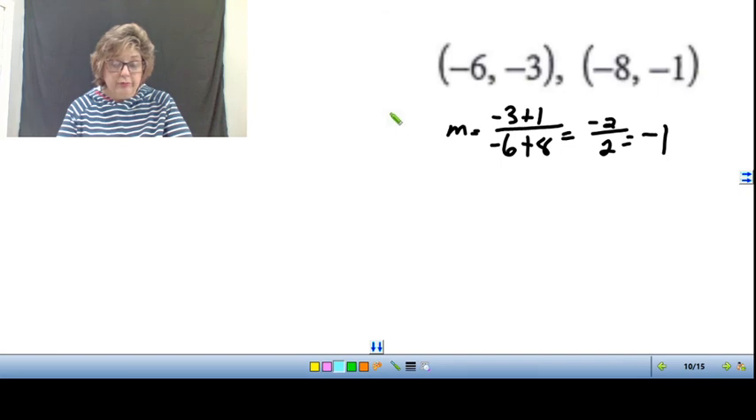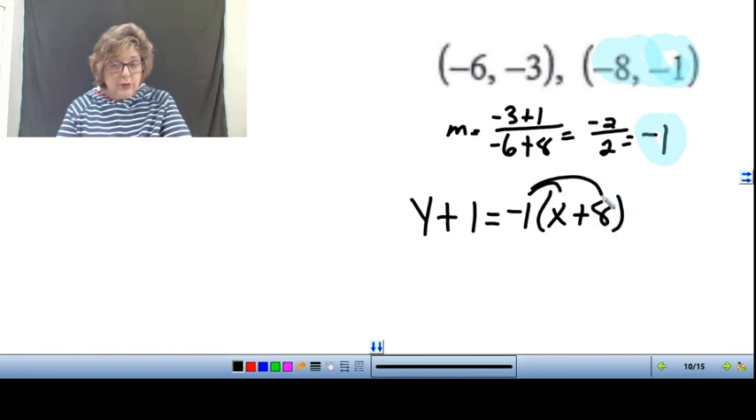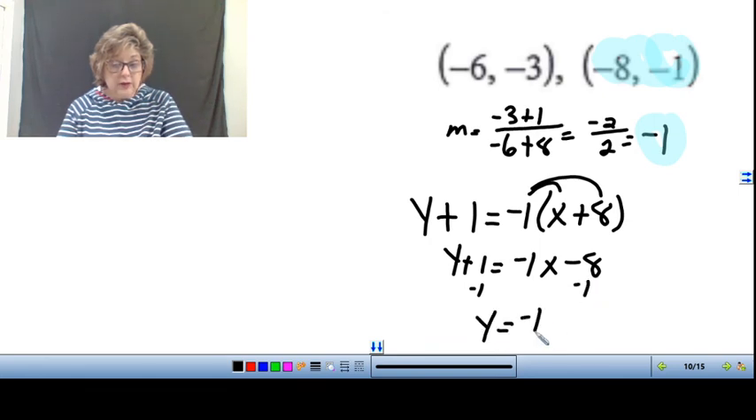Now I've got to pick a point. Does it matter which point? No. Last time I picked the first point, this time I'm going to pick this point. So there's my slope, here's my point: y minus a negative 1 equals negative 1 times x minus a negative 8. One distributive property: y plus 1 equals negative 1x minus 8. Subtract 1 from both sides: y equals negative 1x minus 9. That's now the equation of my line.